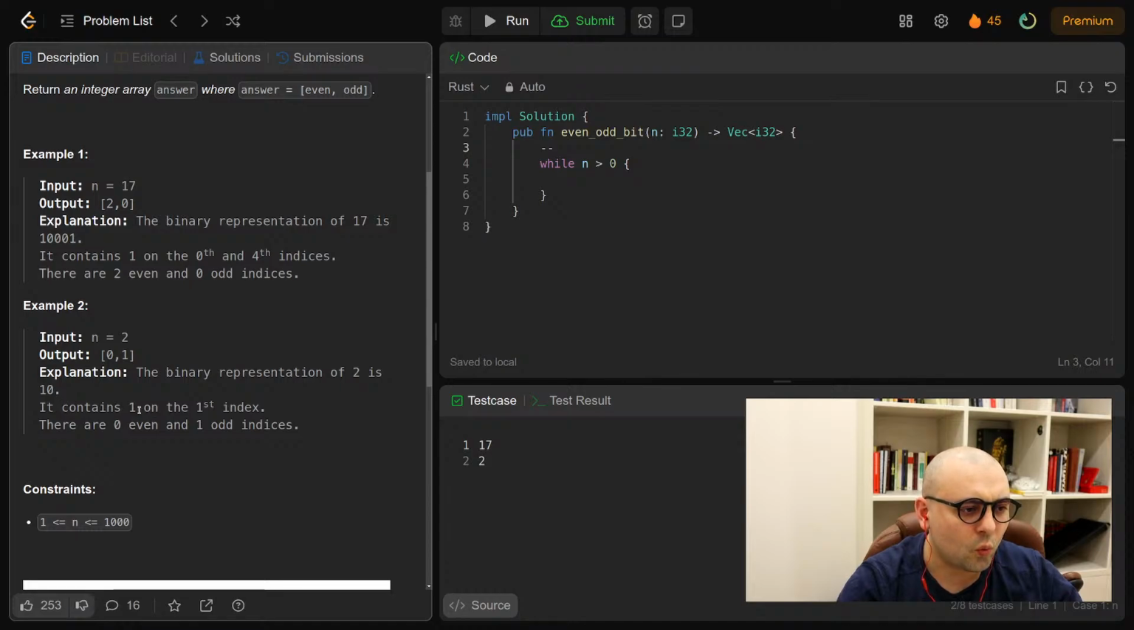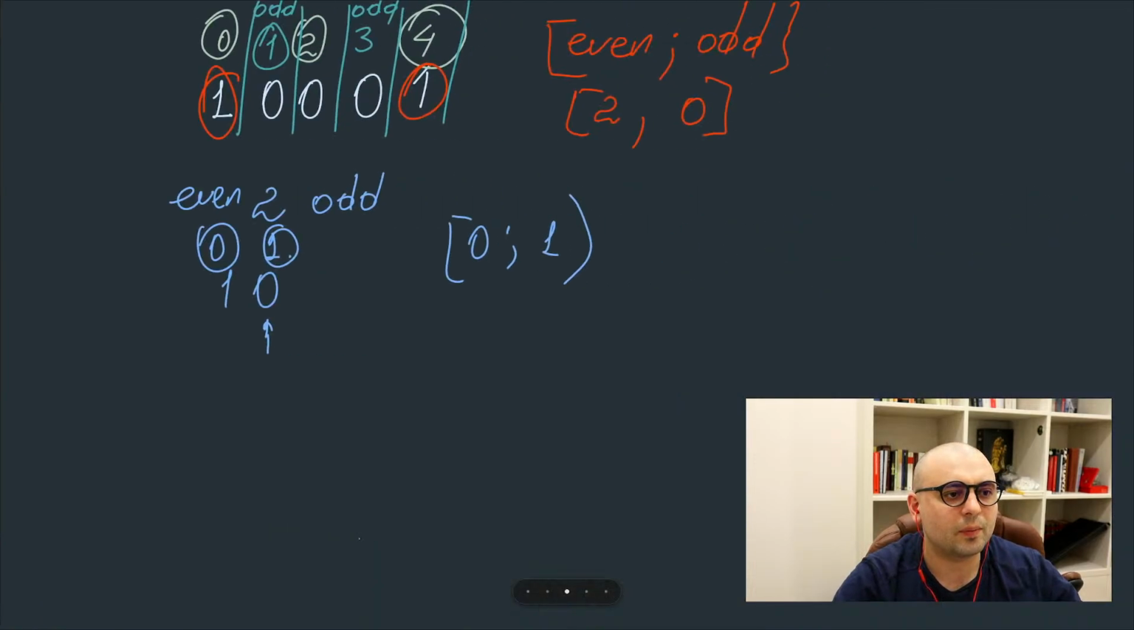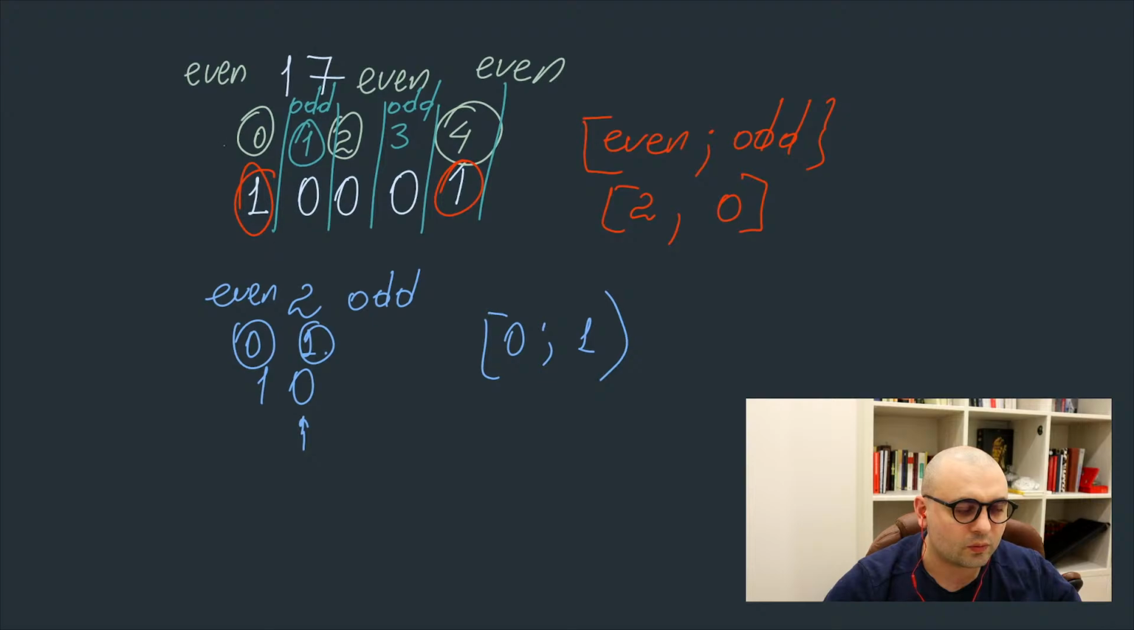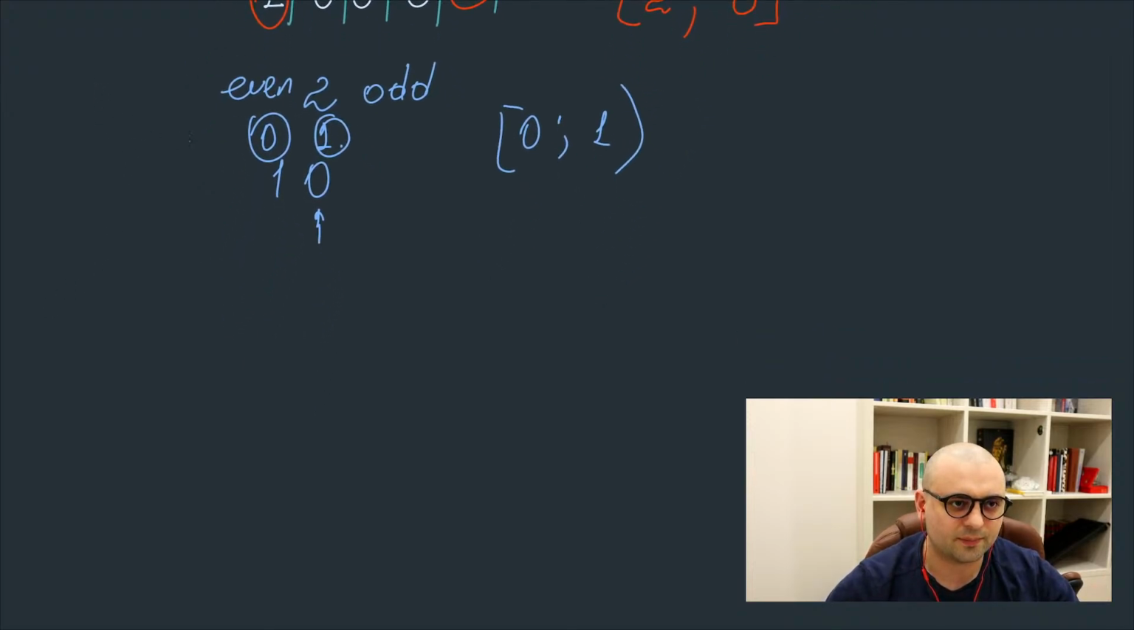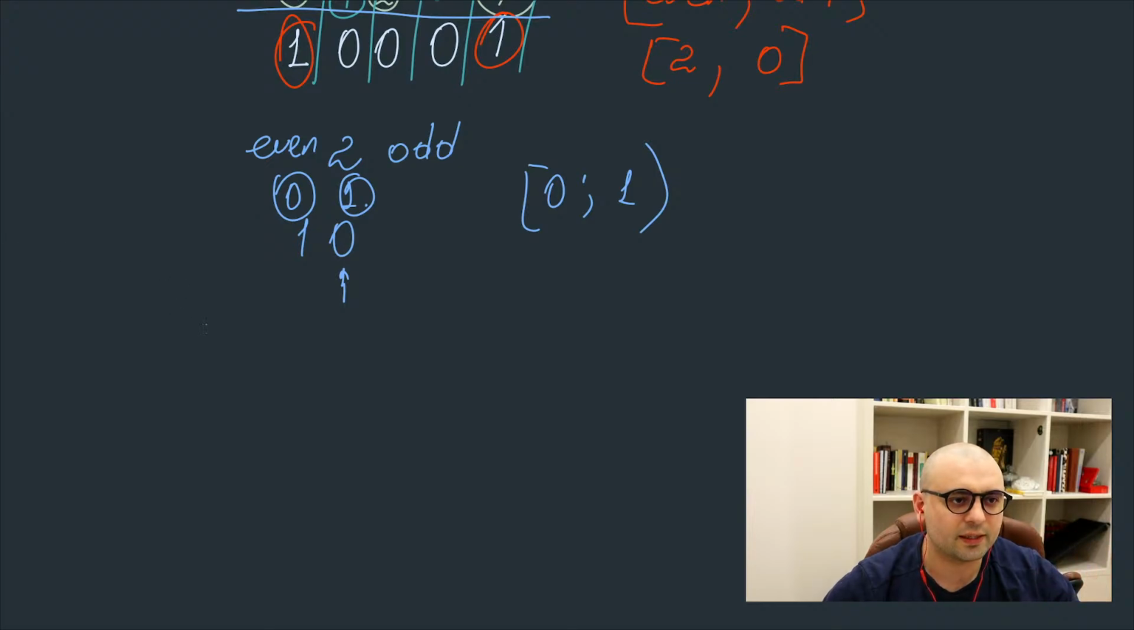It contains 1 on the first index. So how do they start counting? Once again, I still don't understand. Oh my god, sorry. I finally got it. So yeah, everything is clear.